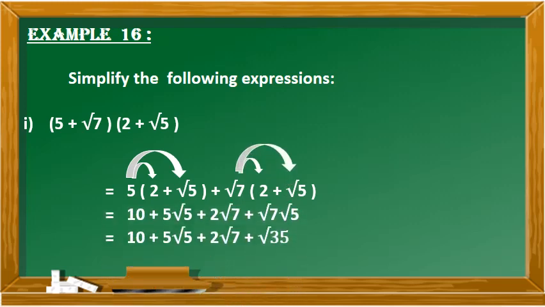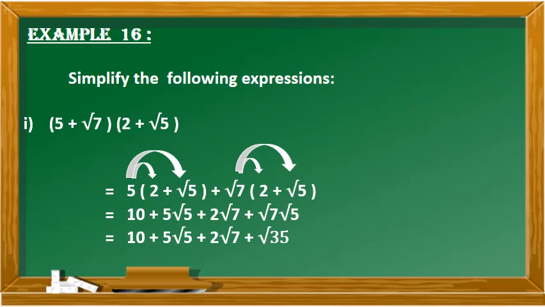Example 16 is simplify the following expressions. The first subdivision is (5 plus root 7) into (2 plus root 5). Now you have to use the distributive property over here, since it is in the form of (a plus b) into (c plus d). You have to do it as 5 of (2 plus root 5) plus root 7 of (2 plus root 5). Now multiply 5 into 2, you will get 10.